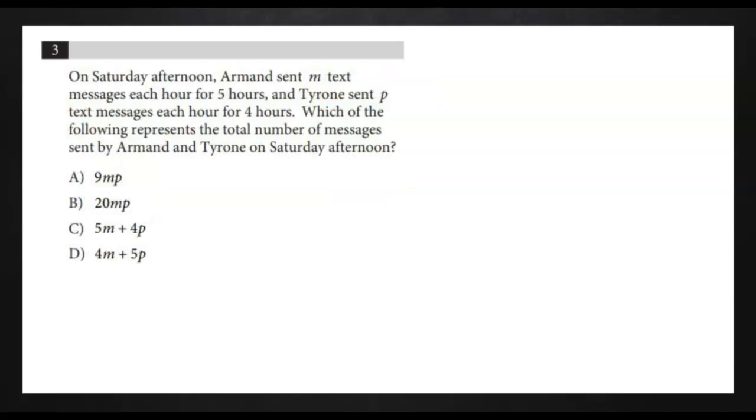Okay, question number 3, we have a word problem. So we have Armand that sends M text messages each hour for 5 hours. So 5 hours times the number of text messages he sends. Then you have Tyrone that sends P messages every 4 hours. Every 4 hours times P number of messages. Now your question is asking which of the following represents the total number of messages. So whenever we think about total, we're going to add together. So my expression is going to be 5M plus 4P, which is answer C.